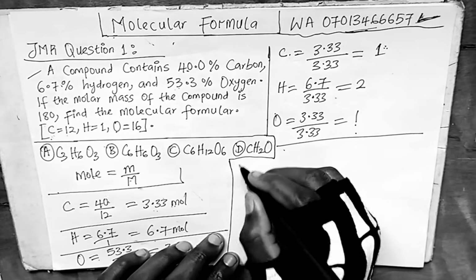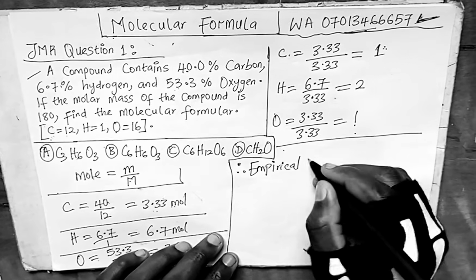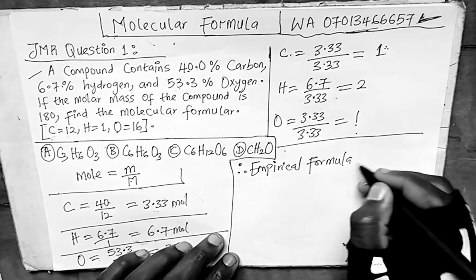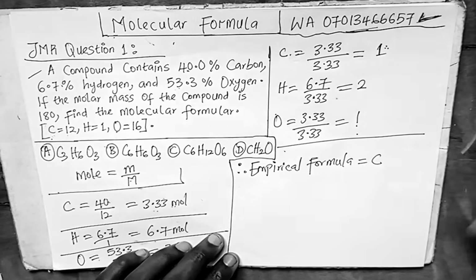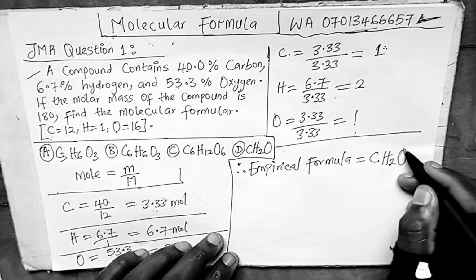So therefore, empirical formula is equal to C. How many moles of C? 1. We put it as C. H, how many moles of H? 2. We put 2. Then O, how many moles? 1. We put our O.